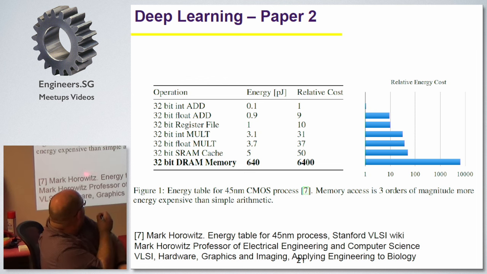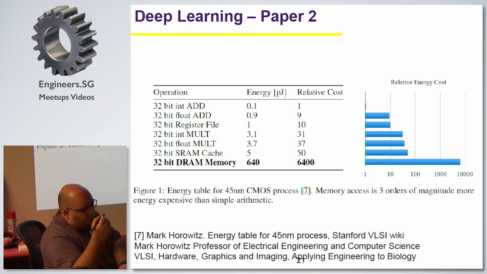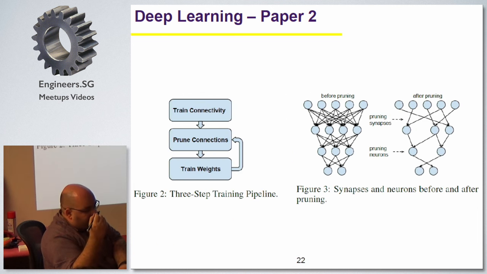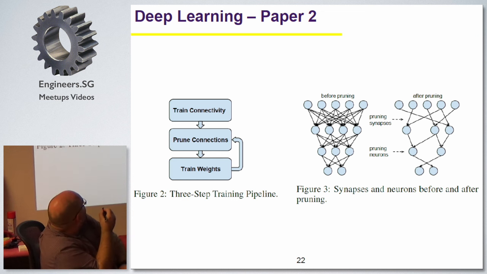And then the reference is from Mark Horowitz, which has a table, from the Stanford VLSI group. It's important because they emphasize mobility, the fact that they want to have it in mobile things. So they have the same training, before pruning, and then after, basically, some of those are removed, and a three-step training pipeline.